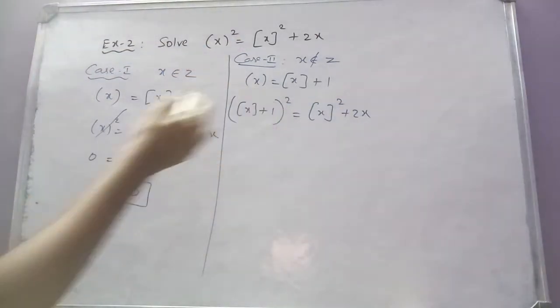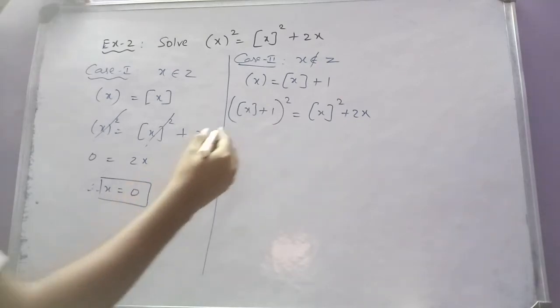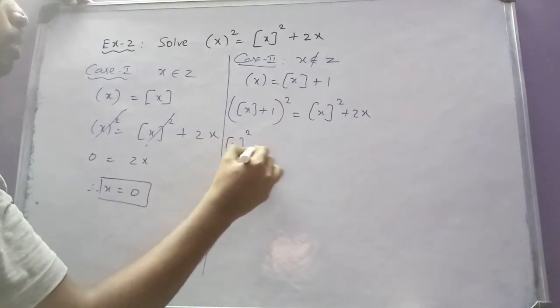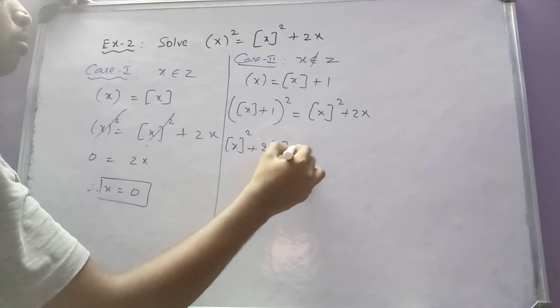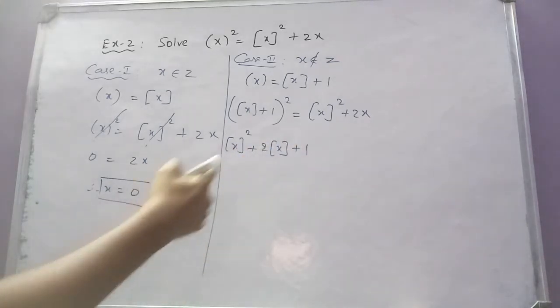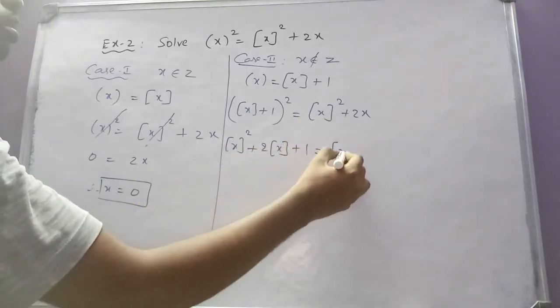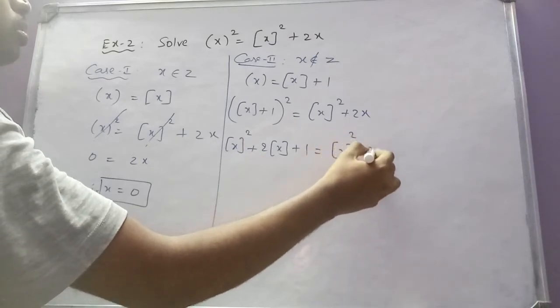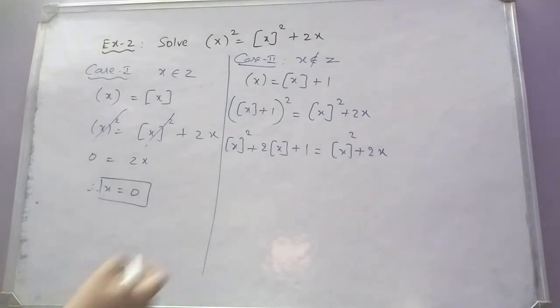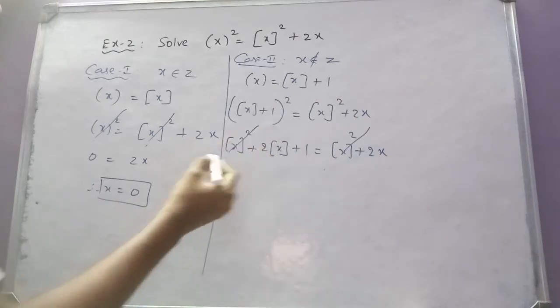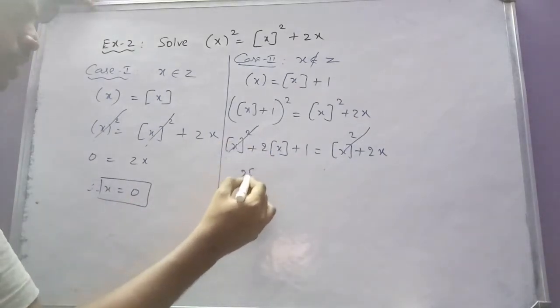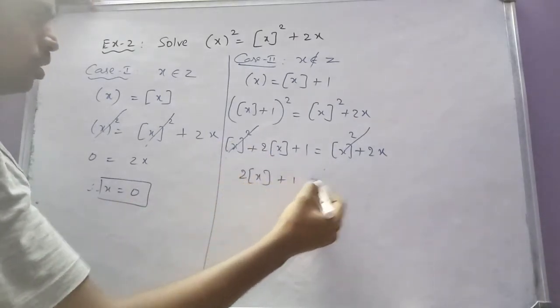So use the a plus b whole square expansion now: a square plus 2 into a into b plus b square. So step x square plus 2 step x plus 1 is equal to step x square plus 2x. And observe that on both sides step x square will get cancelled. So now we are left with 2 into step x plus 1 equal to 2x.